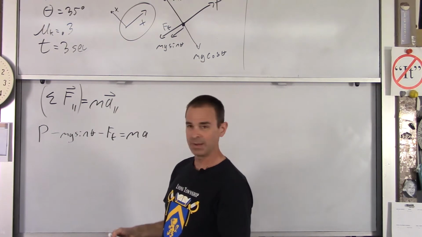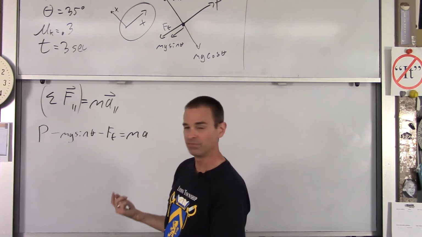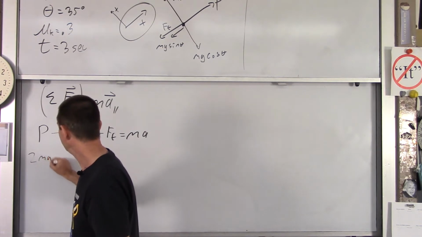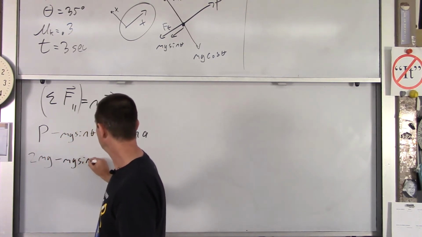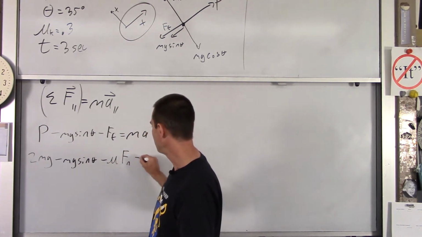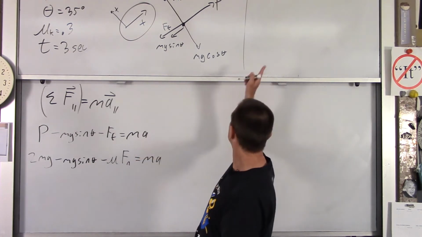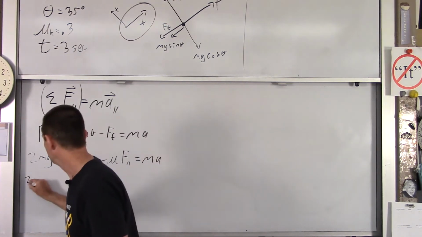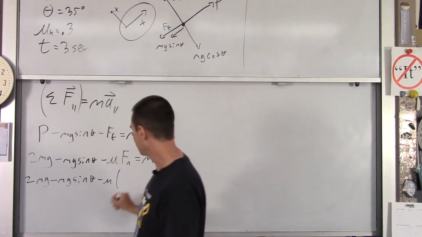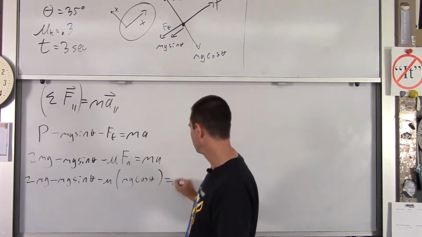Now, I told you we weren't going to need m. Right now, it looks like we kind of do because we have two things hanging out here, but we have expressions for those that both involve m. P, I told you at the beginning, that was 2mg. So this is 2mg. We got minus mg sine theta minus, well, what's friction? Well, friction is mu times Fn. Okay. And furthermore, what's Fn equal? Well, we just figured out it equals mg cosine theta. So we got 2mg minus mg sine theta minus mu times normal force, which is mg cosine theta. That equals ma.